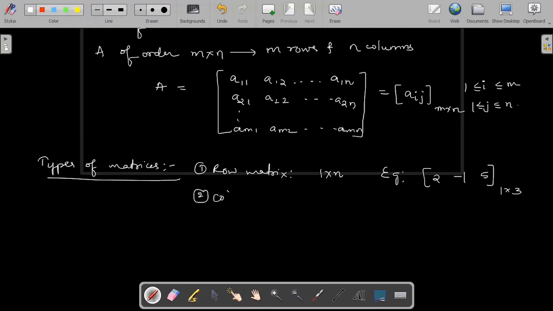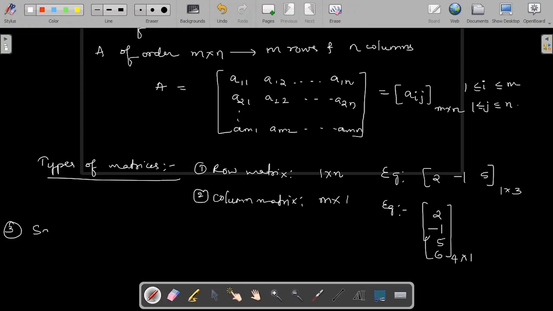Next, column matrix. A column matrix means it has only one column. It is of order m by 1. For example, 2, minus 1, 5, or even more, 6. So there are 4 rows and 1 column. It is of order 4 by 1.